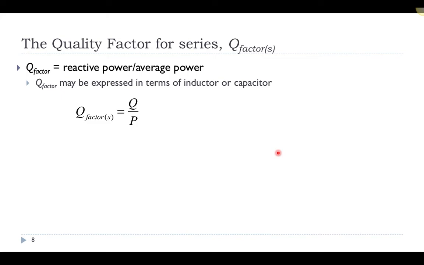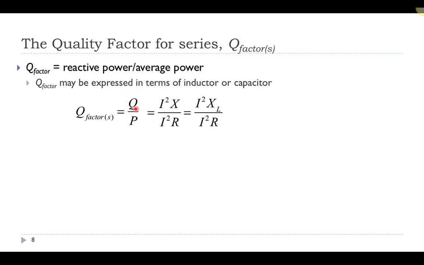So I have to be more specific. It's the reactive power for either component. So how does the reactive power across the inductor compare to the real power in the circuit? Because obviously the total amount of reactive power in the circuit is 0. So this quality factor is actually measuring the reactive power of the inductor or the capacitor compared to the total average power in the circuit. So the quality factor is this reactive power over the total power.